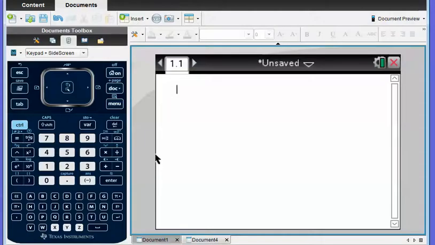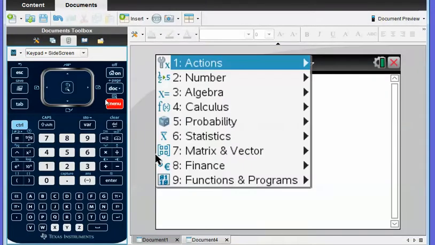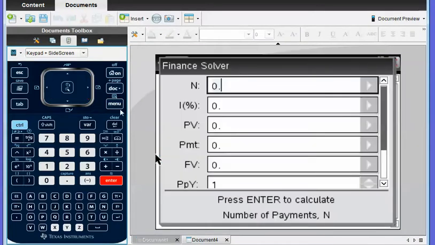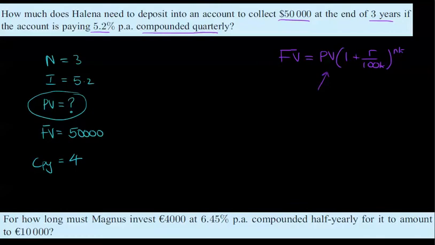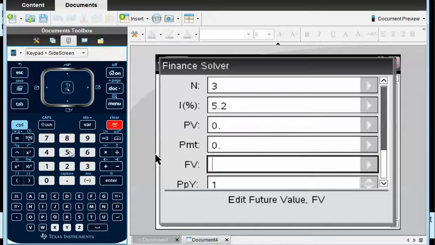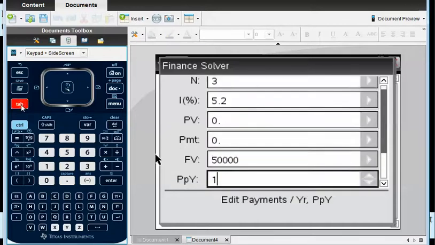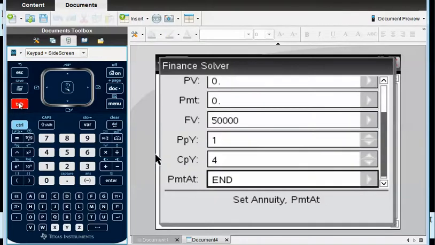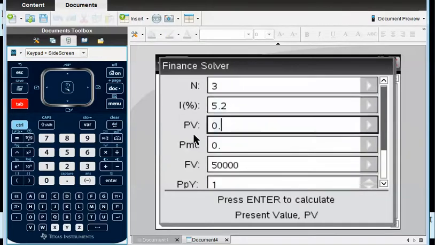So our financial solver is going to do it. If we go to our calculator, go to menu, down to finance and financial solver, the number of years was 3. Then it says interest rate, we'll press tab, it's 5.2. We don't know the present value, but we do know the future value. We want that to be 50,000, and go down. The compounding period is 4 times a year. Now we put a question mark against present value, and after we've filled everything in, this is where we press enter.